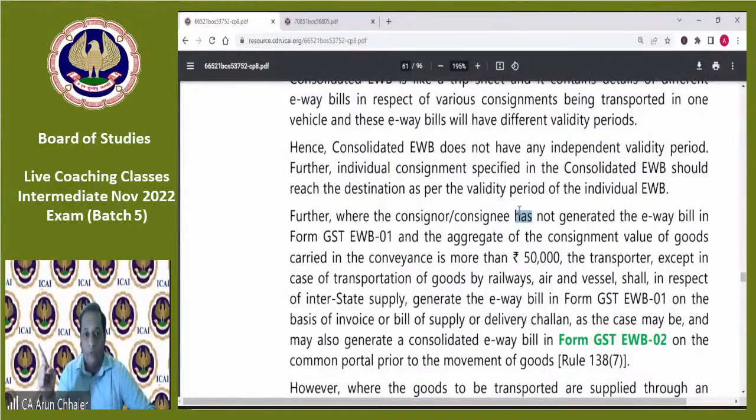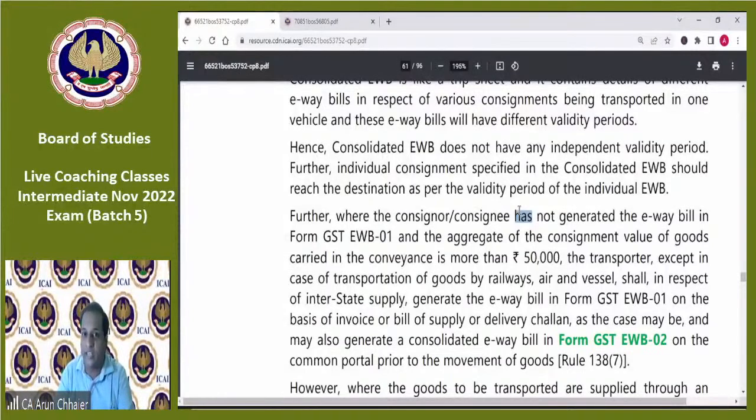Then they are saying rule 138 sub rule 7 is saying it is the responsibility of the transporter to generate the e-way bill. This sub rule is not yet effective. Rule 138 contains the sub rule 7, but only this part is not yet effective.